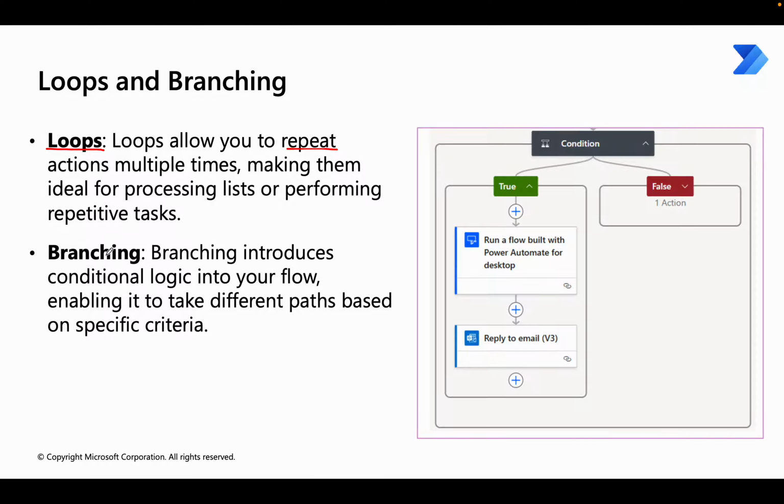And for branching, you may decide which path is the right path for you. So for example, if your decision is true, then go this way. If your decision is false, then go the other way.